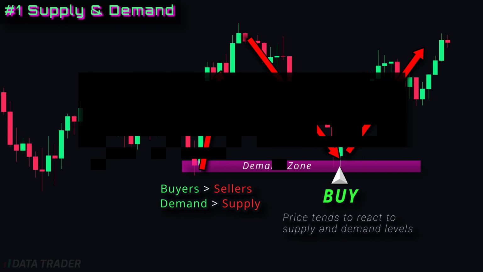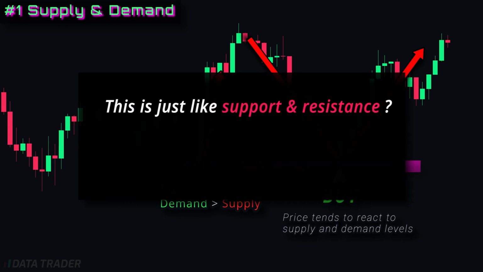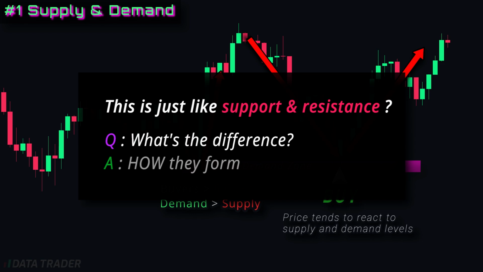Now, I'm sure some of you would notice, this works a lot like support and resistance levels. And you are correct, they are similar. So the question is, what's the difference between support and resistance and supply and demand? This is a question that people still often get confused. The answer to that is how they form. Let's first start with support and resistance.